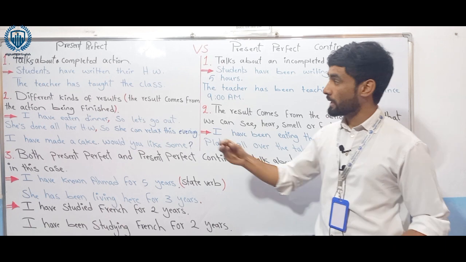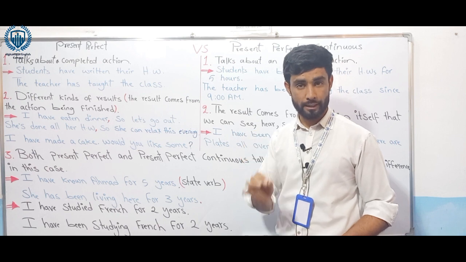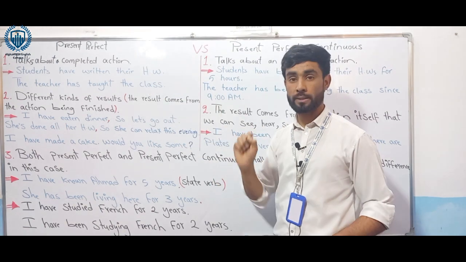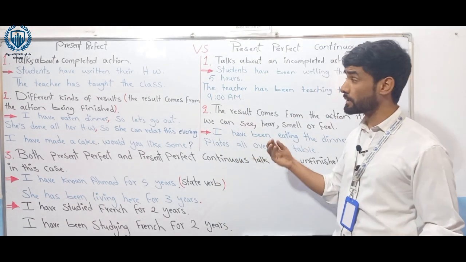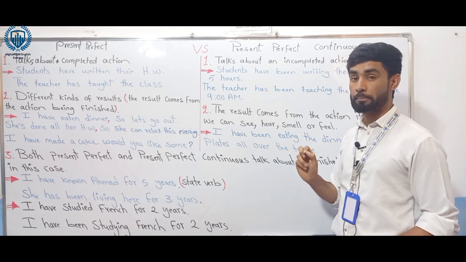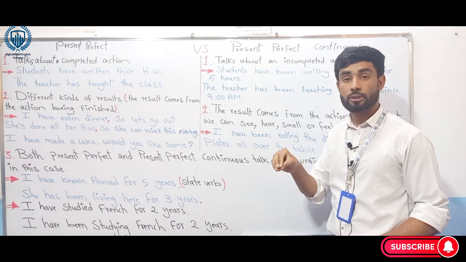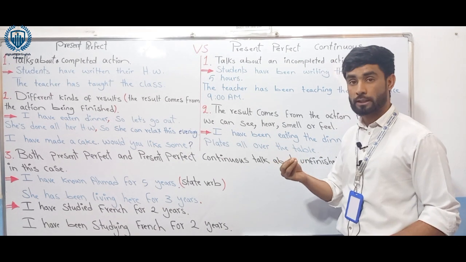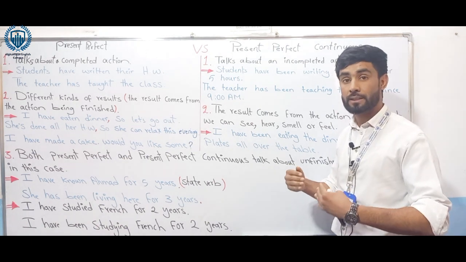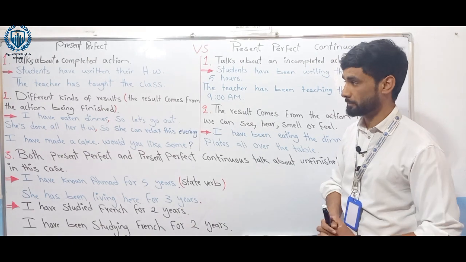Look at the second example. The teacher has taught the class. It's a completed action. The teacher is not teaching now. It's a completed action with present perfect. I can say the same sentence with present perfect continuous. The teacher has been teaching the class since 9 a.m. So at 9 o'clock the teacher started teaching the class and still the teacher is teaching. So still it's incomplete and it's ongoing. We use present perfect continuous tense. Hope it's clear.